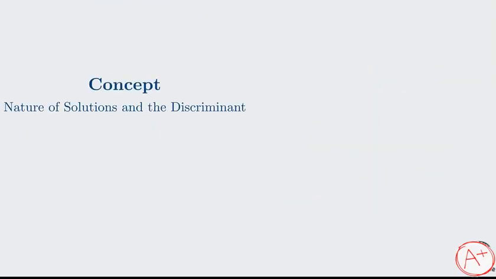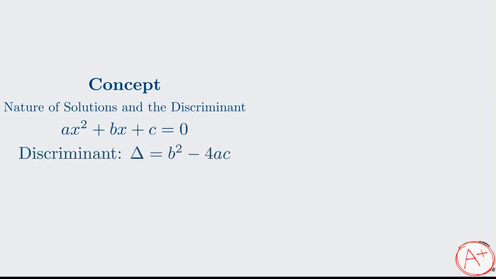Today we look at the nature of solutions and the discriminant. When you substitute a linear equation into a quadratic, you always end up with a quadratic equation of the form ax² + bx + c = 0. The discriminant of this equation, b² - 4ac, tells us the geometric relationship between the line and the curve without needing to solve for the coordinates.